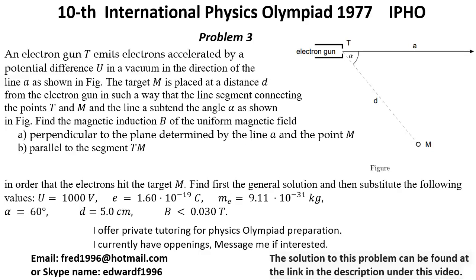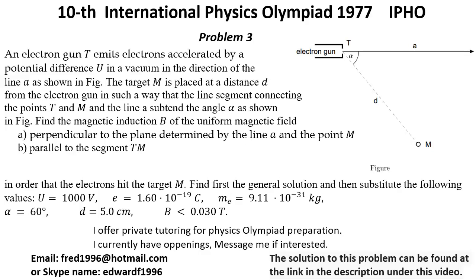Find the magnetic induction B of the uniform magnetic field. Question A: perpendicular to the plane determined by the line A and the point M. Question B: parallel to the segment TM. In order that the electrons hit the target M, find first the general solution and then substitute the following values.